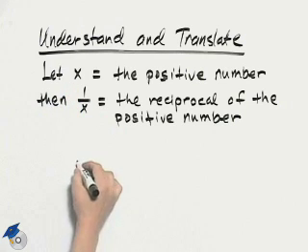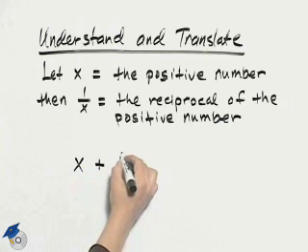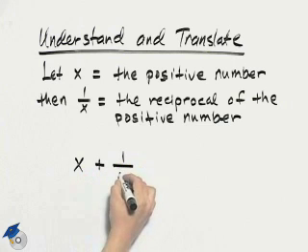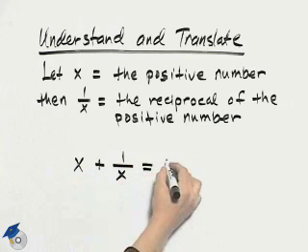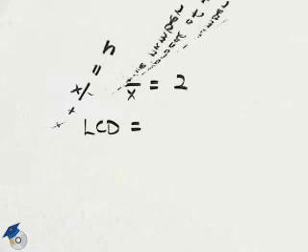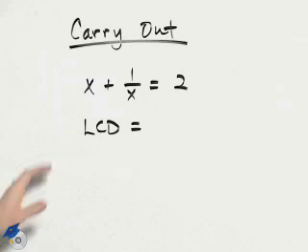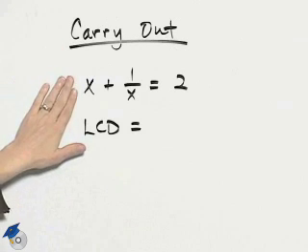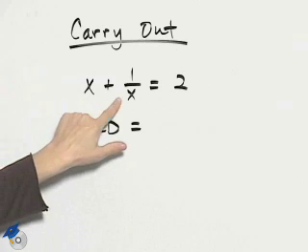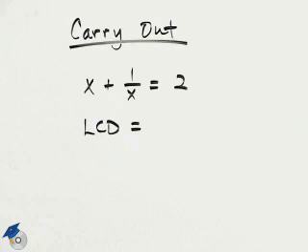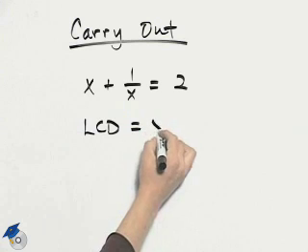Sum means to add. So the equation we're going to use to solve this problem is x plus 1 over x equals 2. The next step in solving this problem is to carry out, which means to solve the equation that we came up with in the first step. We see that we have an equation that has a fraction, so we'll multiply every term of the equation by the LCD. In this case, the LCD is x.